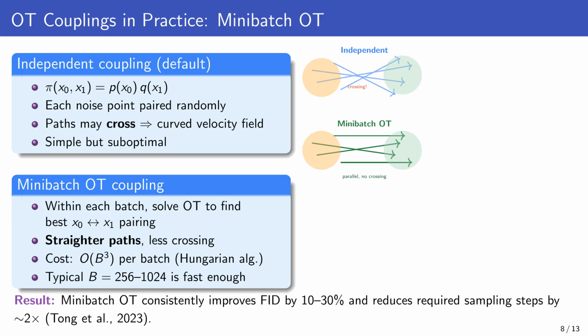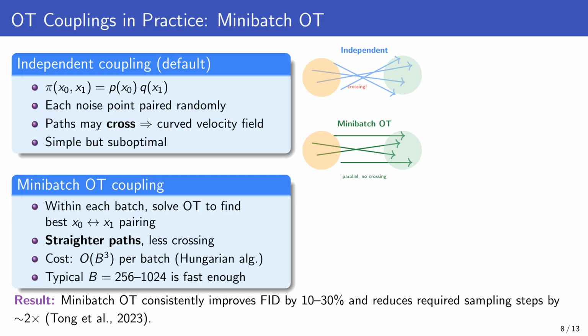The computational cost is cubic in the batch size using the Hungarian algorithm, but for typical batch sizes of 256 to 1024, this is negligible compared to the neural network forward pass. The diagram on the right illustrates the difference. With independent coupling, the arrows cross and curve. With Minibatch OT, they run roughly parallel.